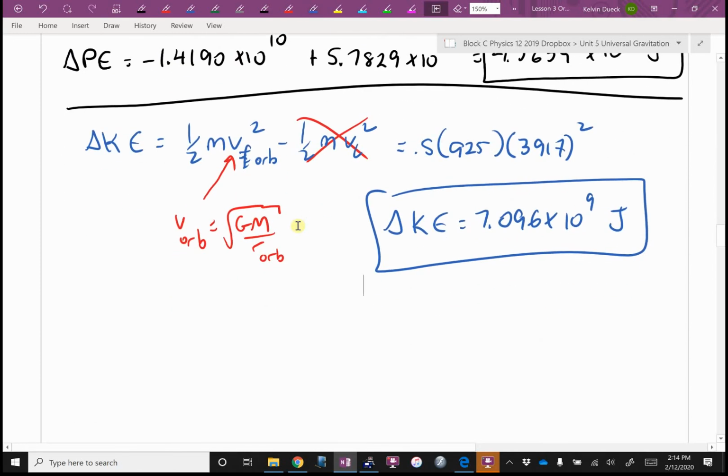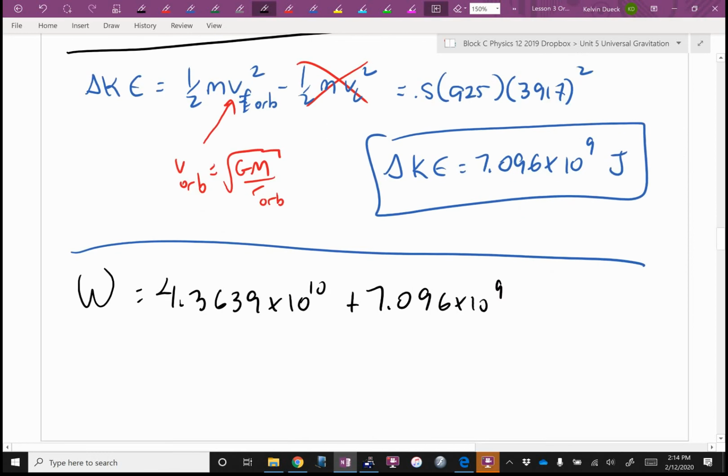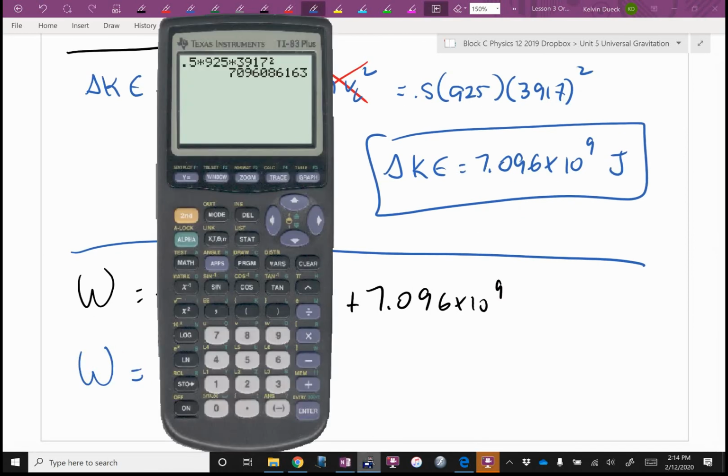So, work is going to be change in potential, 4.3639 times 10 to the 10th plus 7.069 times 10 to the 9th. Thank God I can use my answer button for that second one. Also, by the way, if your calculator has the ability to store values and then retrieve them, it's really handy for this stuff. Read your manual.